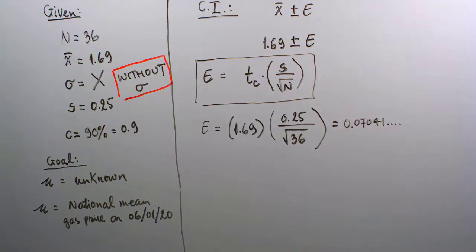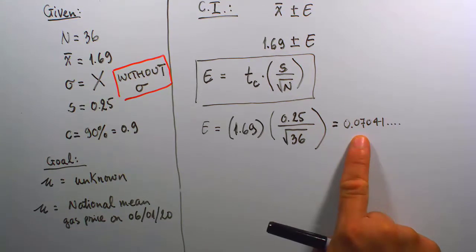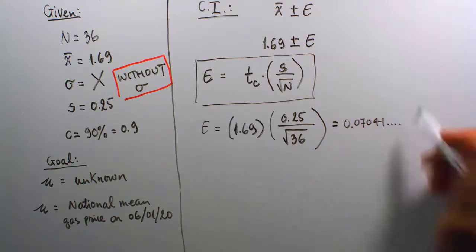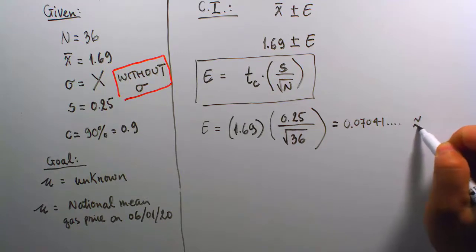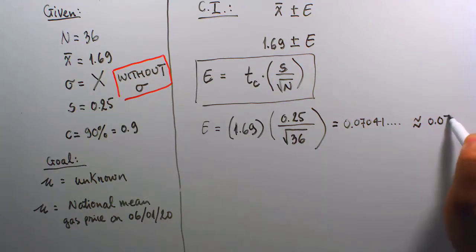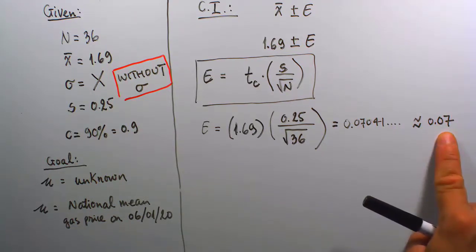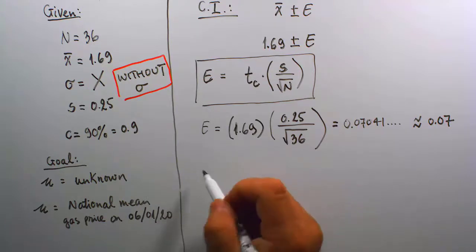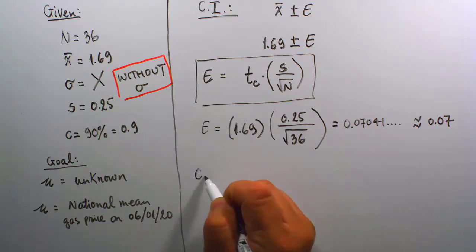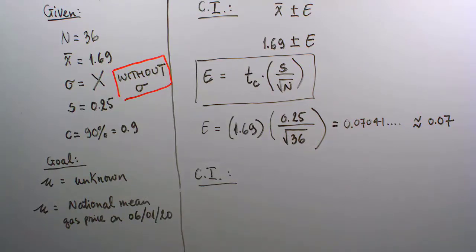Again, we're still studying gas price, and gas prices in our nation are in 2 decimal places. So I have a legitimate reason here to round this answer to 2 decimals. So 0.07, or about 7 cents, is my margin of error. Now at this point, my final confidence interval is ready.